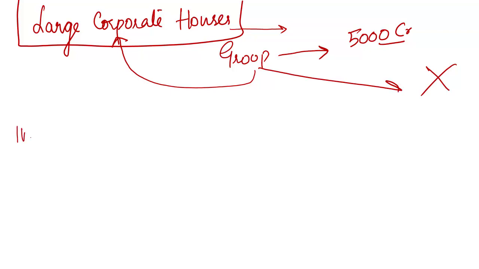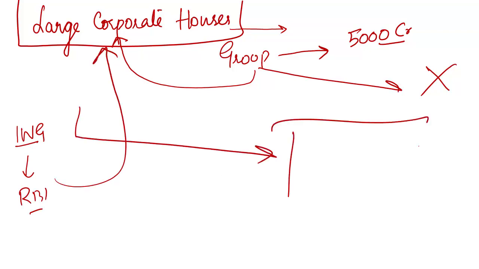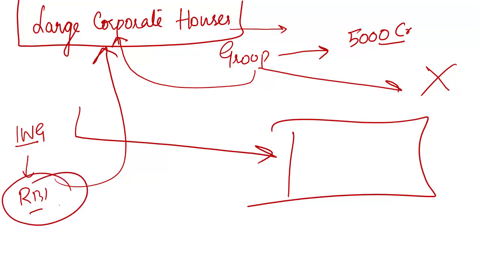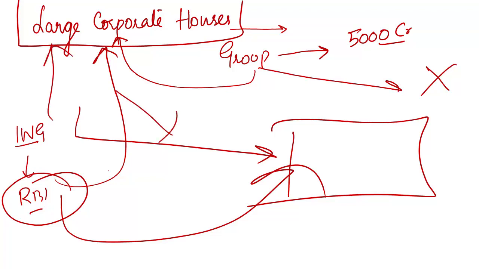And now this internal working group of the Reserve Bank of India, what it has recommended is that allow these large corporate houses also to set up private banks. And RBI will regulate these banks. This is where the controversy is all about. Some are in favor, some are against.